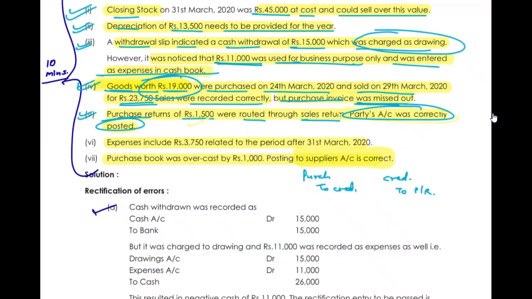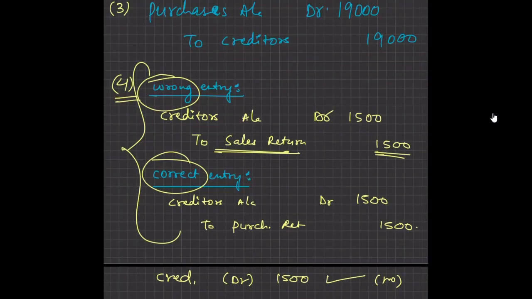Okay. For adjustment number 4, let me repeat this one. Here sales return was used in place of purchase return. So I would say the wrong entry which they did was creditors account debit to sales return instead of purchase return. That is the wrong entry which they have done. Okay, I'm repeating the fourth one.